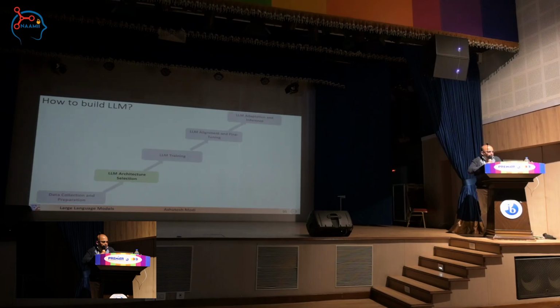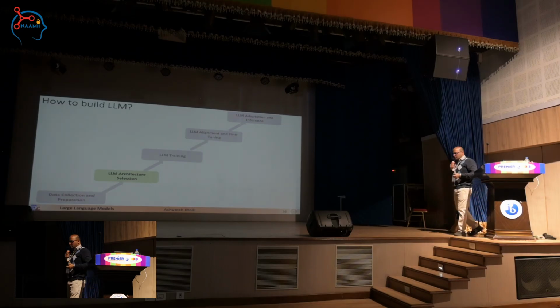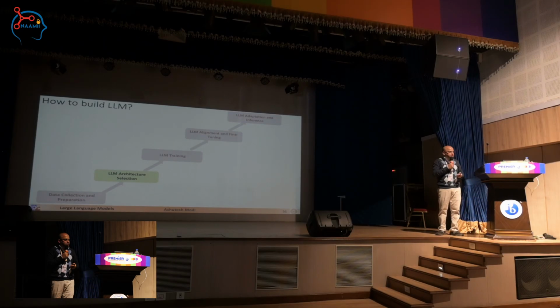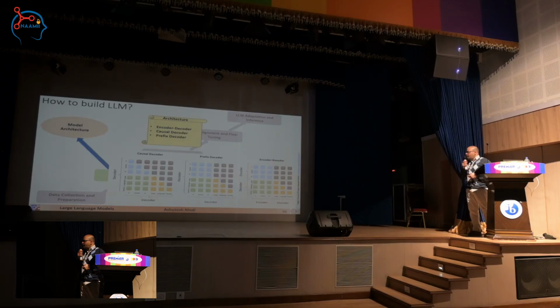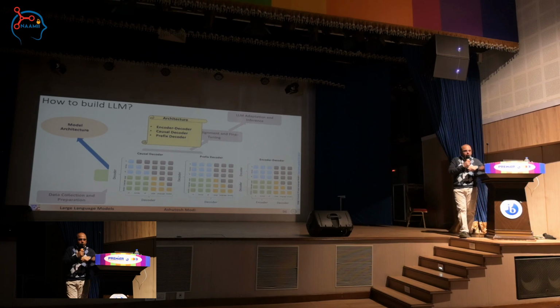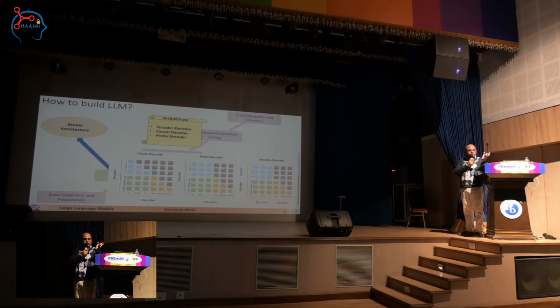Once your data is ready, now you need to decide what sort of architecture needs to be trained. There are different types of architecture, and we saw examples of those: the encoder-decoder architecture, then causal decoder and prefix decoder. Encoder-decoder you already know. In the causal decoder, in self-attention you only focus on the words which were there in the past. You do not see the words in the future.